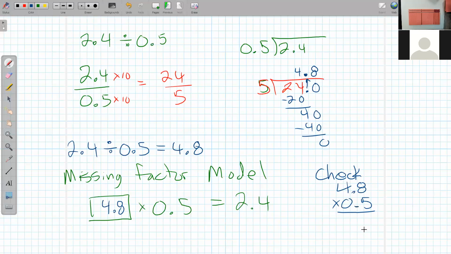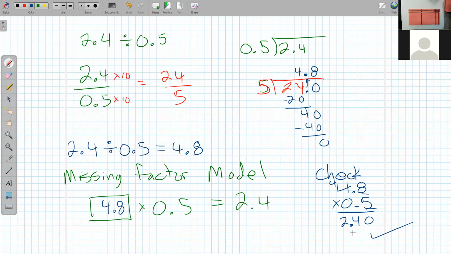We just ignore the decimals. 5 times 8 is 40. 5 times 4 is 20, plus 4 is 24. No point multiplying by 0. There are 2 fractional places in the factors, so there must be 2 in the answer. So 4 8/10 times 5/10 is 2 4/10. So it does check out.